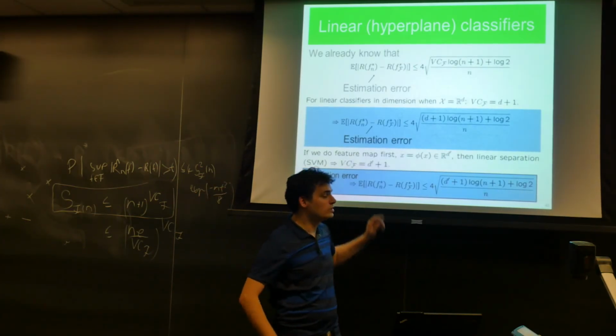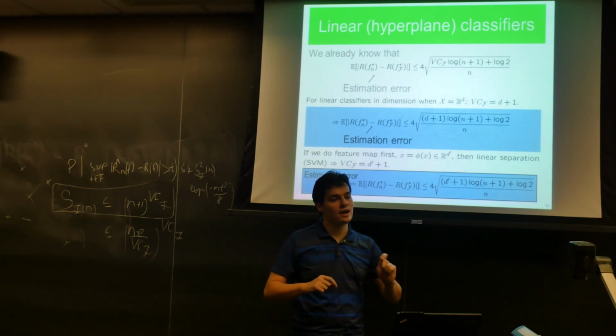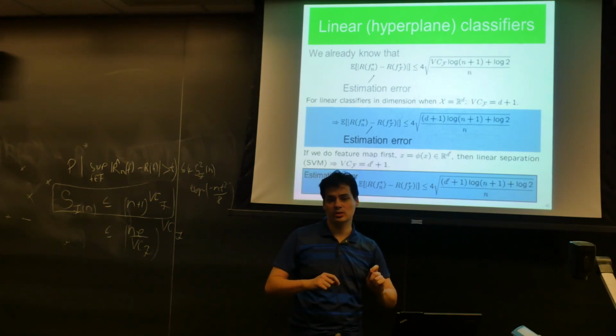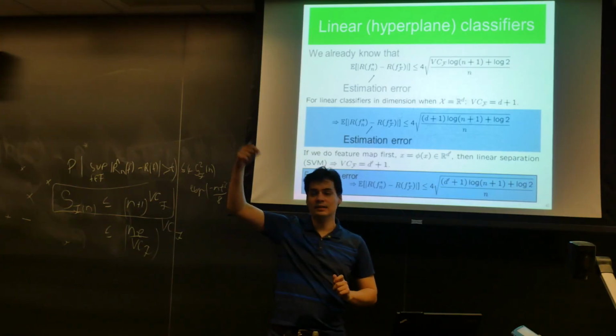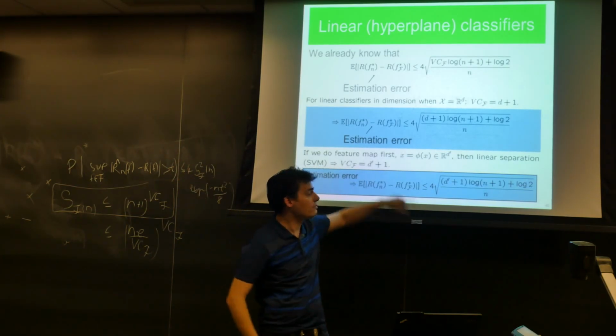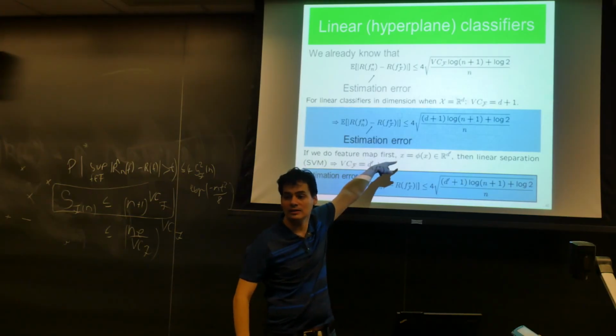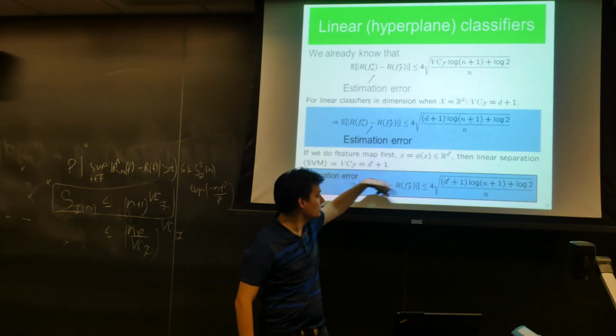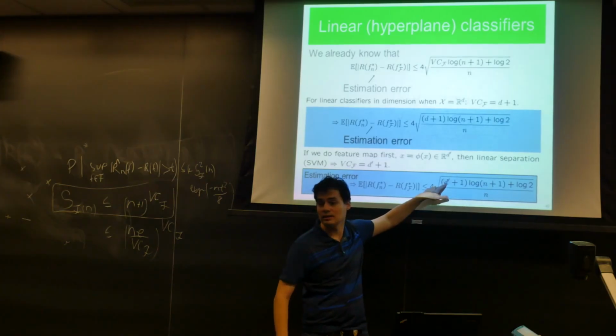But what you can do is a nonlinear map that goes from a small dimensional space to a higher dimensional space. And in that higher dimensional space, you can do linear classification. And for that linear classification, we have theory of how the estimation error would behave in that dimension. But the cost you pay is that you will have d prime here, not d.